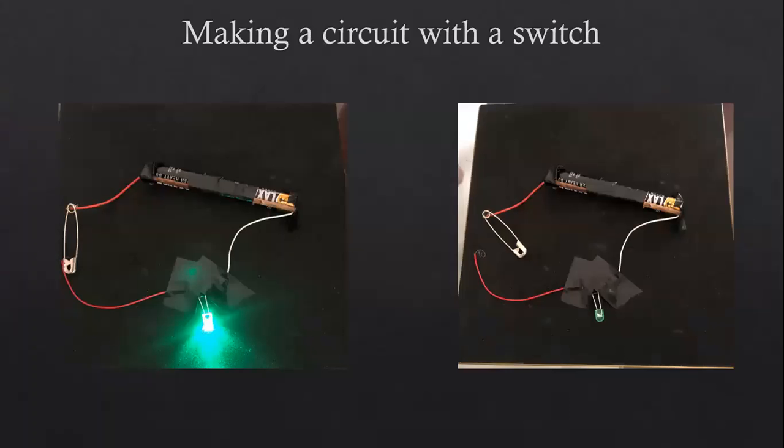So the first diagram shows my circuit. In my circuit, I have closed the switch and you can clearly see that the bulb lights up. And in the second one, the switch is open and there's a gap, so the bulb doesn't light up.